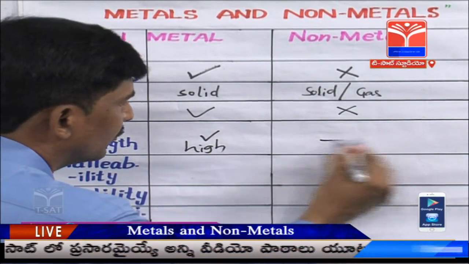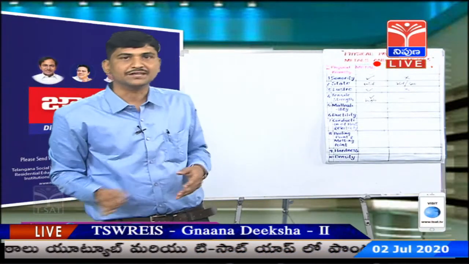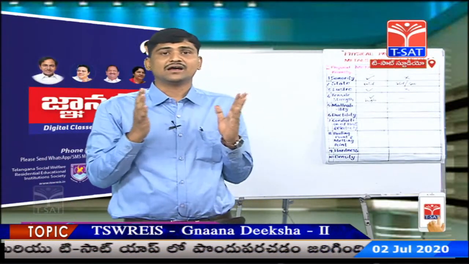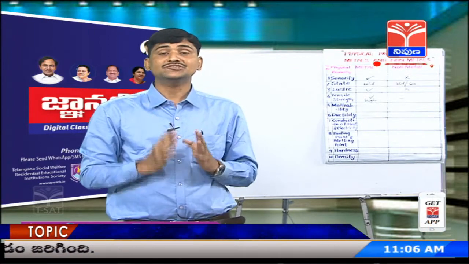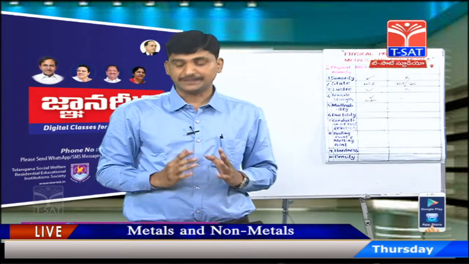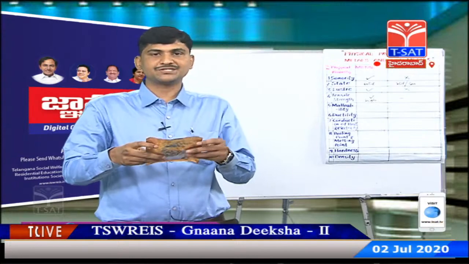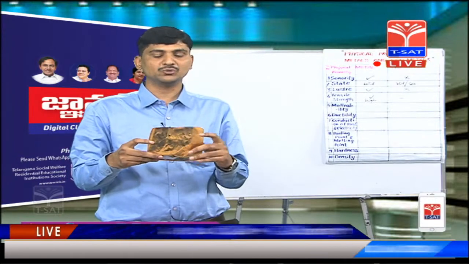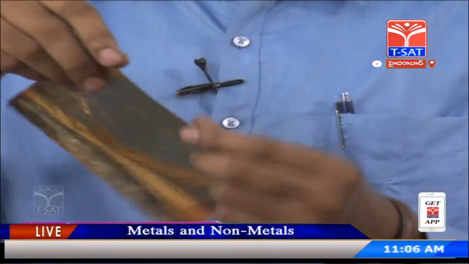So, no, they do not have any tensile strength. Next property is malleability. Malleability is the property of a substance by which it can be beaten into thin sheets. For this, we can see one example, right? The property of a substance by which it can be hammered into thin sheets like this is called malleability. See how thin a copper sheet is.